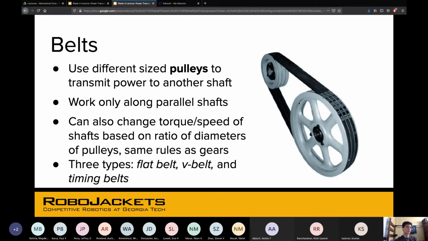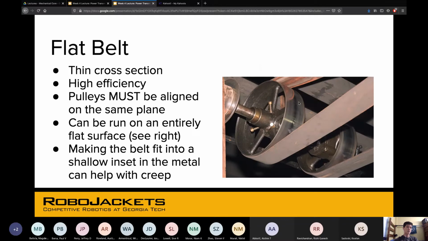And so we're going to be talking about flat belts, V-belts, and timing belts. So flat belts, you've probably seen these a bunch. They're super thin, and they're super efficient. And see here, when it says pulleys must be aligned on the same plane, that means that even though the shafts are parallel, you still have to have the other side in the same mid plane as this first pulley.